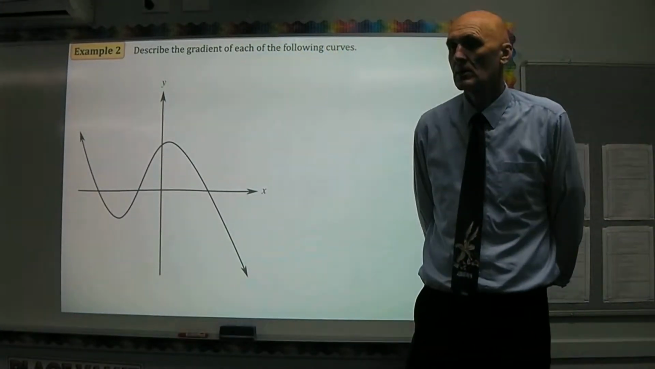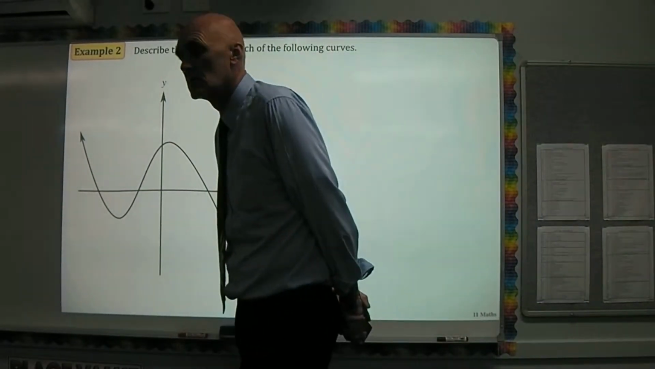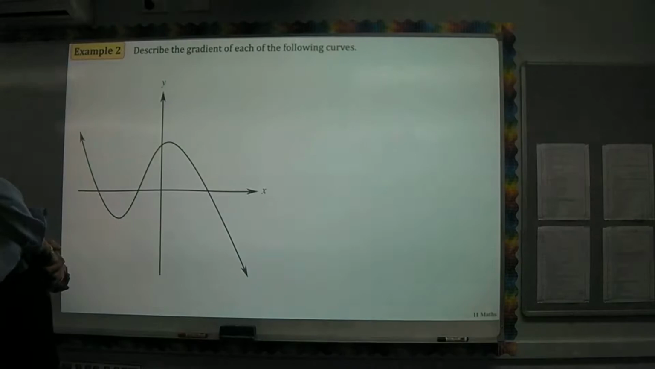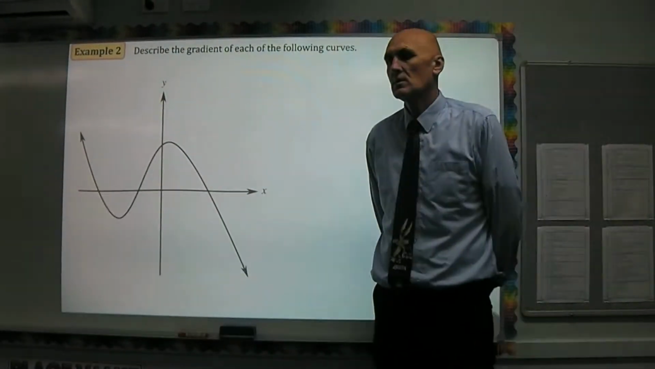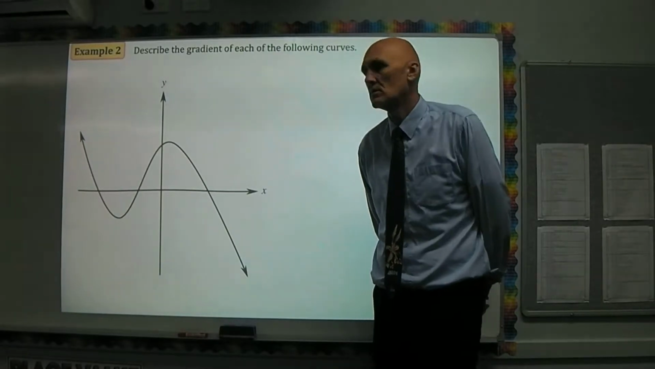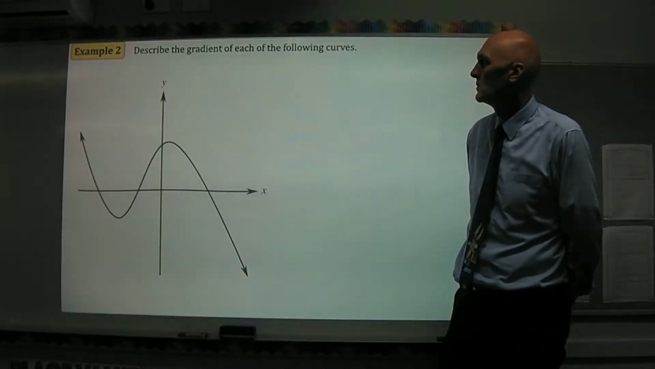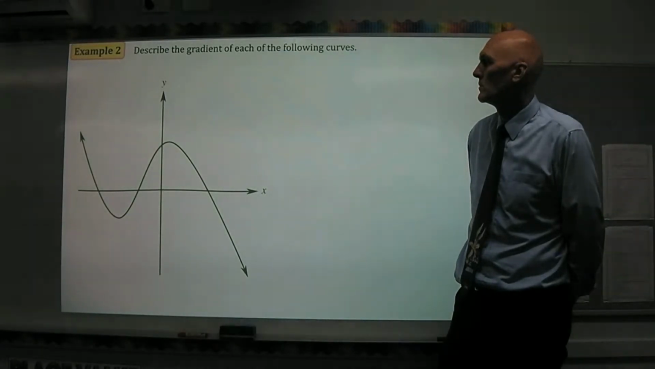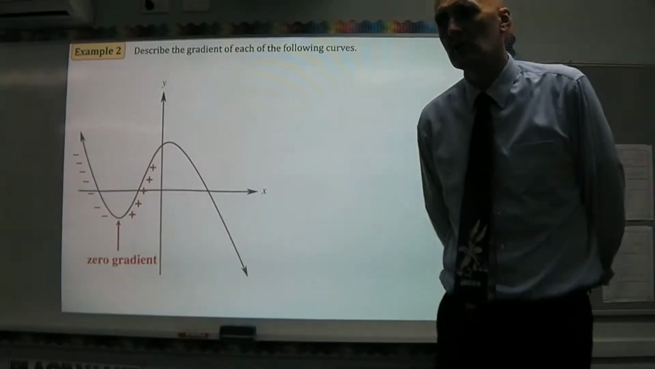What did you write for the 0 gradient, the description? 0 gradient? Yeah, in those words, where the curve turns. Where the curve's at its turning point, the gradient is 0. So I'll put some pluses and minuses up on the board for you to check it with.